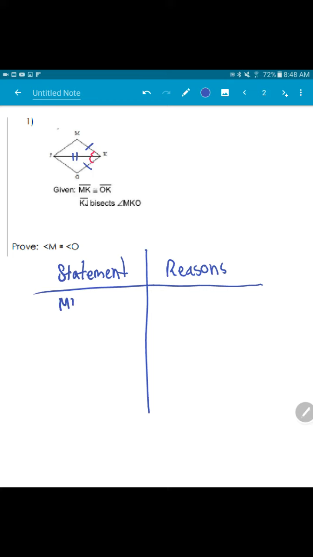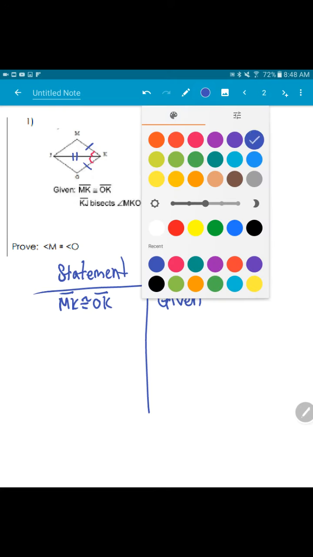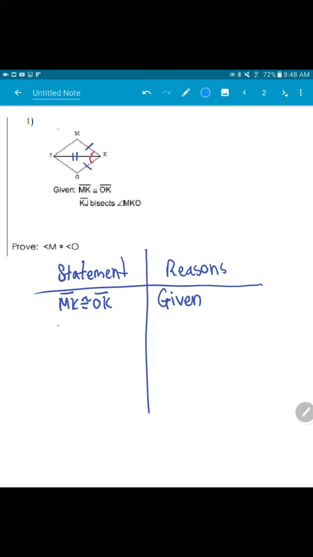So let's go ahead and list our givens first. We had that MK is congruent to OK, and our reason there was given. It was given directly to us. We didn't need to figure anything else out. Our second given was that KJ bisects angle MKO. Now that doesn't actually tell us that those two angles are congruent. You figured that out for yourself. So we need to make an additional statement about that.